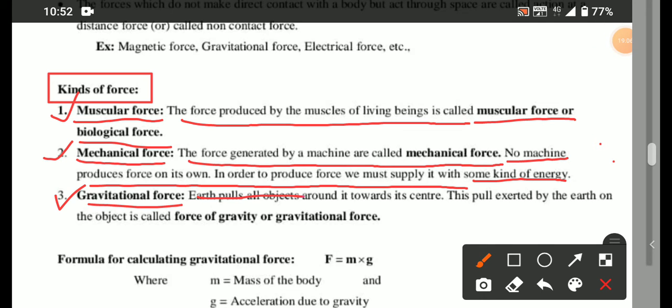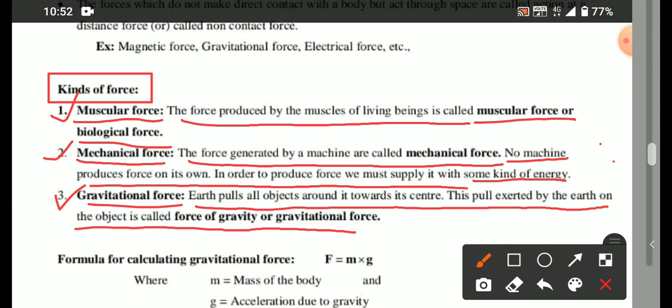Earth pulls all objects around it towards its center. This pull exerted by the earth on the body is called force of gravity or gravitational force. If a ball is thrown into the sky, it again comes down to the earth. So this is known as gravity.